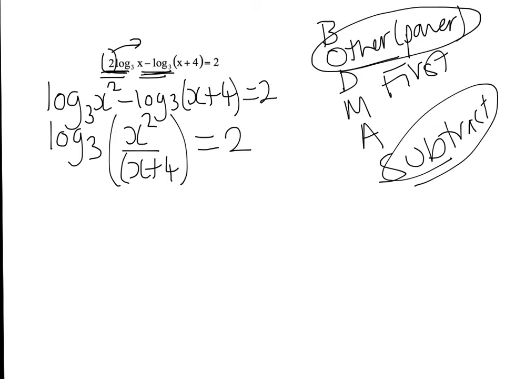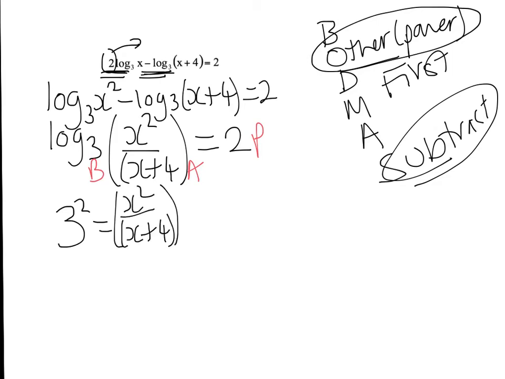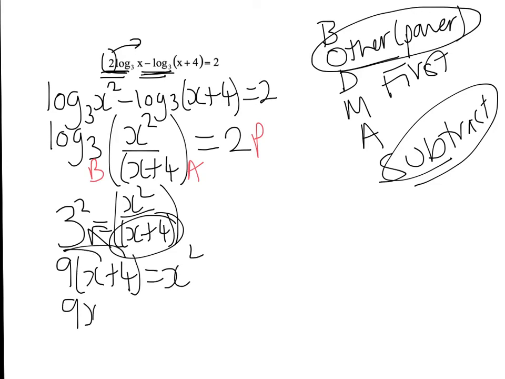Okay, now it's the same as before. Base, answer, power. It's in the form log BAP. So we're going to get the base, which is 3, the power, which is 2, equals x squared over x plus 4. Chunk. Right. 3 squared is 9. I hate things on the bottom, so I'm going to move him up. 9 times x plus 4 equals x squared. We're going to multiply them out. 9x plus 36 equals x squared.